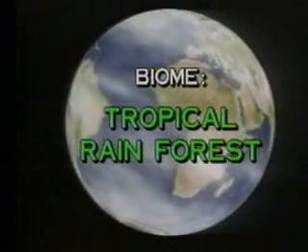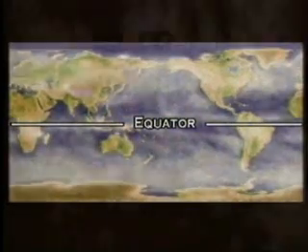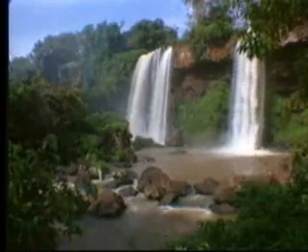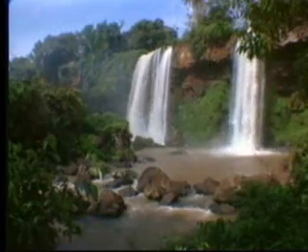Tropical rainforest. Around the equator lies the biome known for its abundance and variety of life, the tropical rainforest. The name tropical rainforest aptly describes its place in the world, the tropics. It receives very high levels of rainfall, and its dominant life forms are trees.